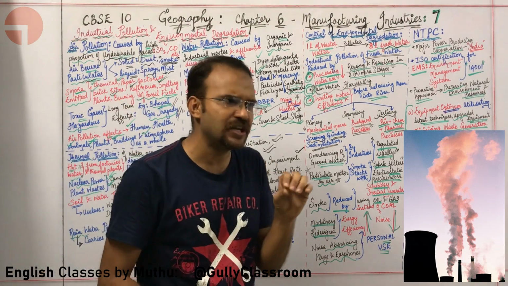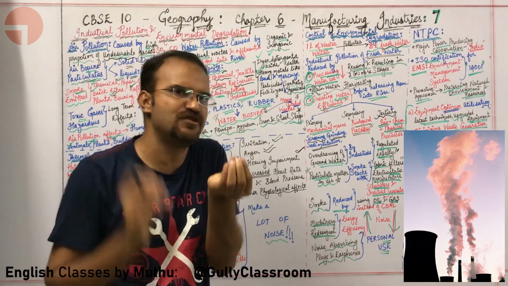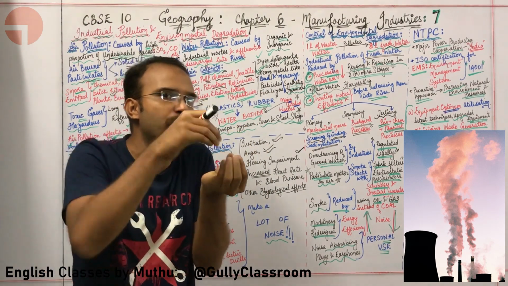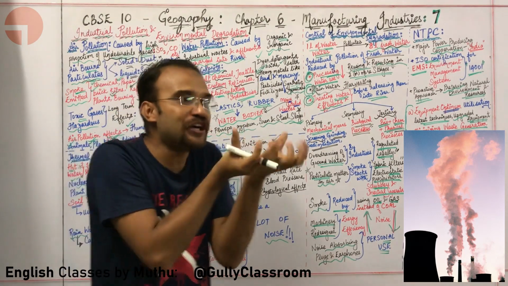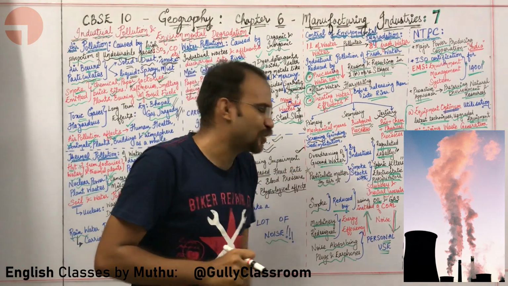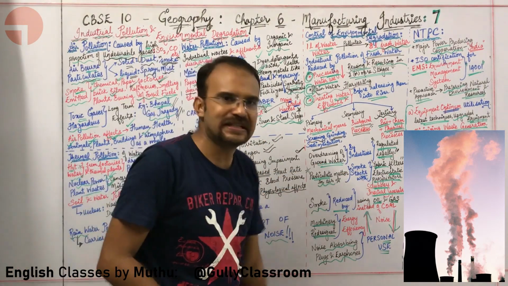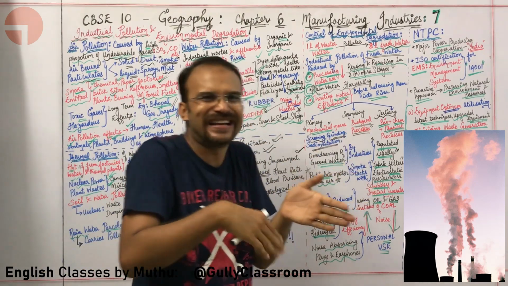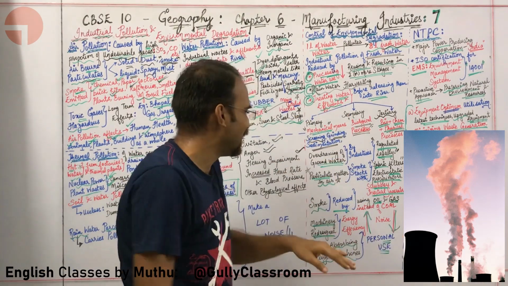When you are using the charges of the dust particles, the electrostatic property of the dust particles, in order to separate them, they are called electrostatic precipitators. What are scrubbers? They will scrub the air clean. They will literally wipe the air clean.